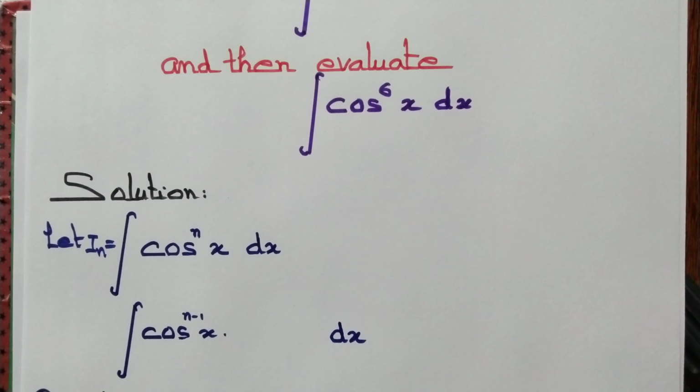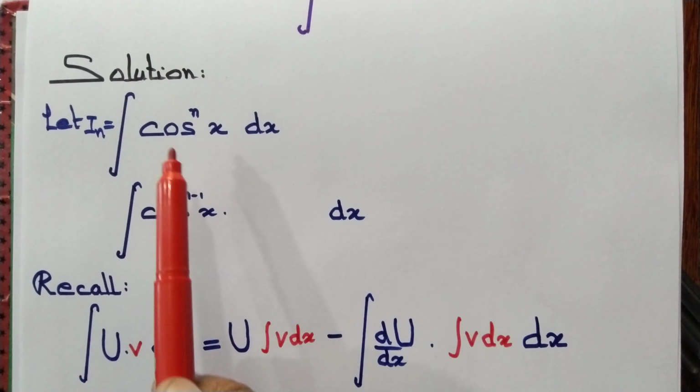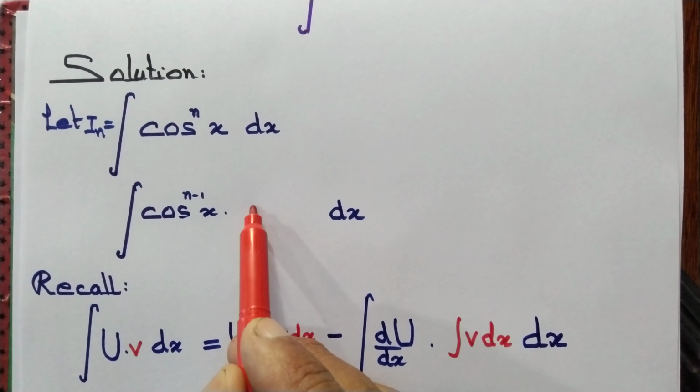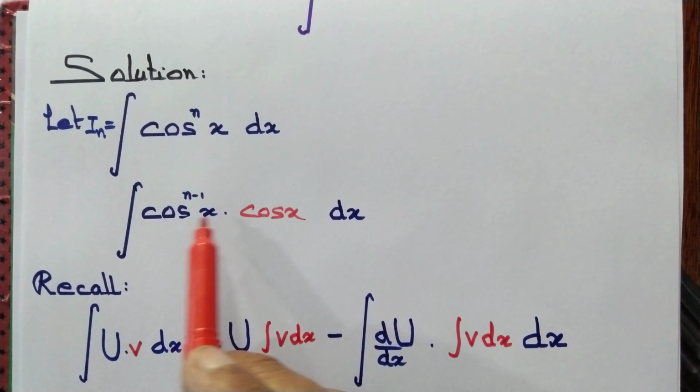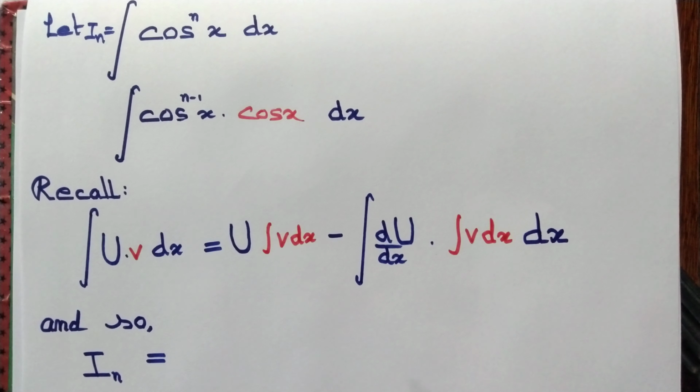Now somehow we want to apply integration by parts. That says that the integral of a product of two functions equals the first function times the integral of the second function, minus the integral of the derivative of the first function times the integral of the second function. So we write cos to the power n x dx as cos to the power n minus 1 x times cos x dx. Now you see that you got a product of two functions and we apply the product rule: first function times the integral of second function.